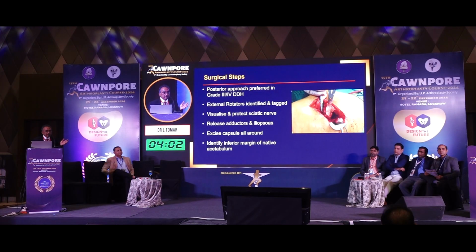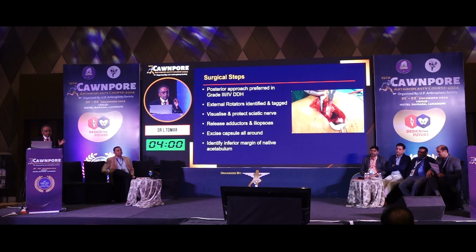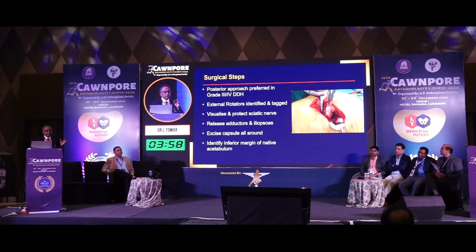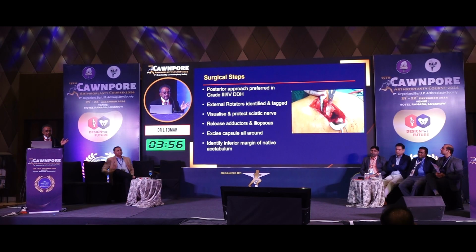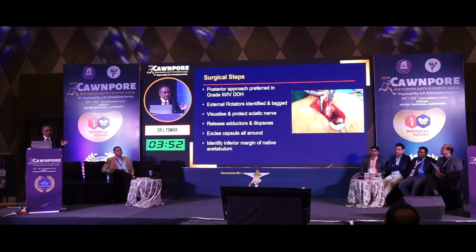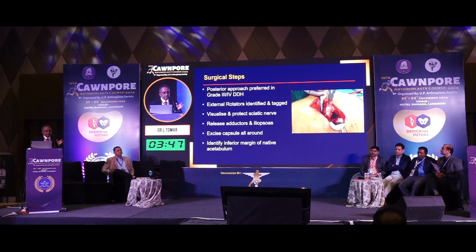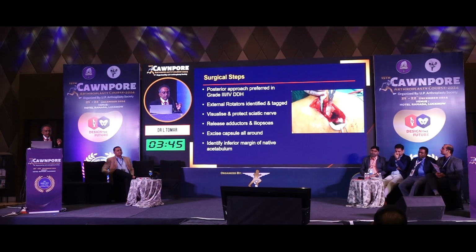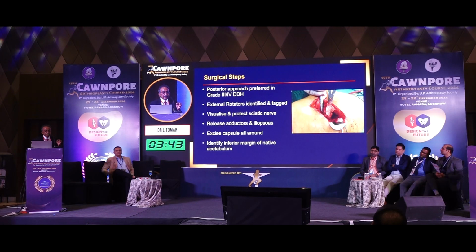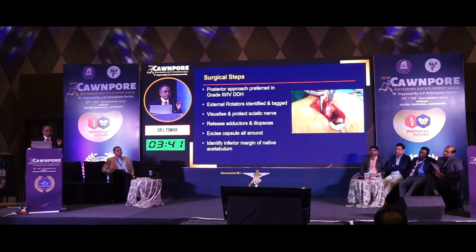A little bit about the surgical steps. Posterior approach is preferred for grade 3 and grade 4 dysplasias. External rotators are identified and tagged. Visualize and protect the sciatic nerve. Release adductors and iliopsoas, excise all the capsule around, and identify the inferior margin of the native acetabulum.